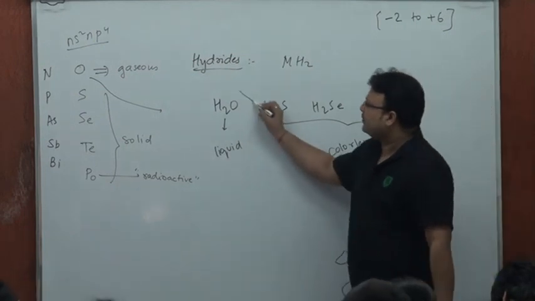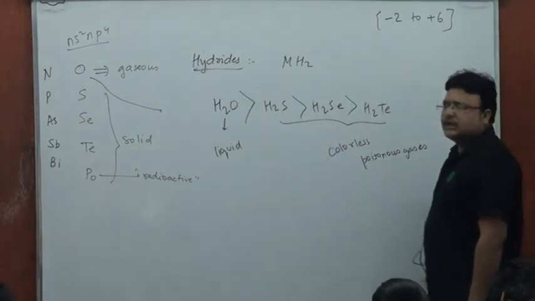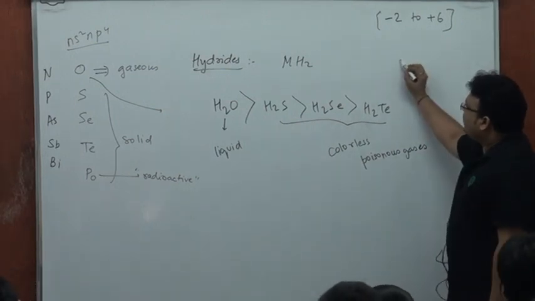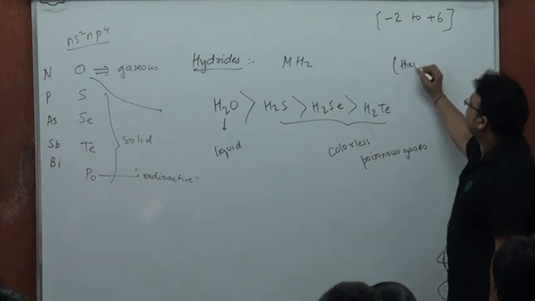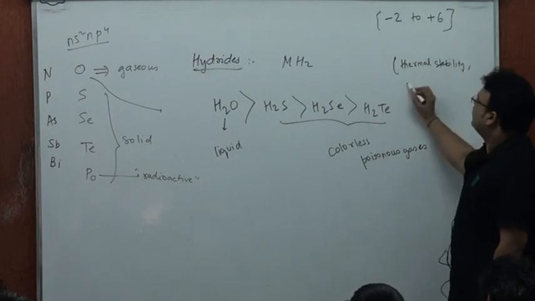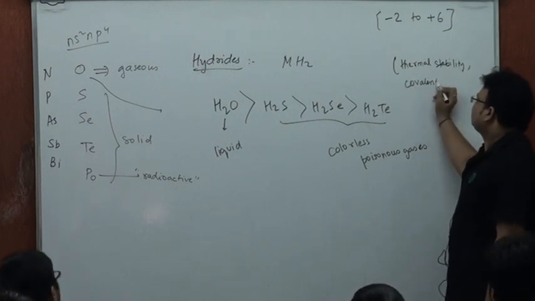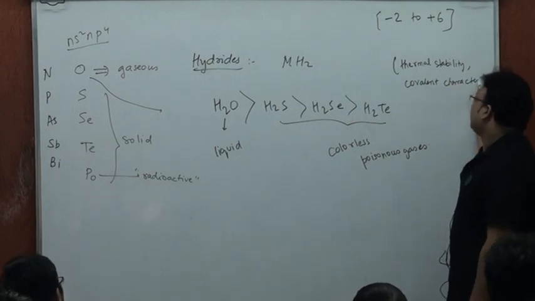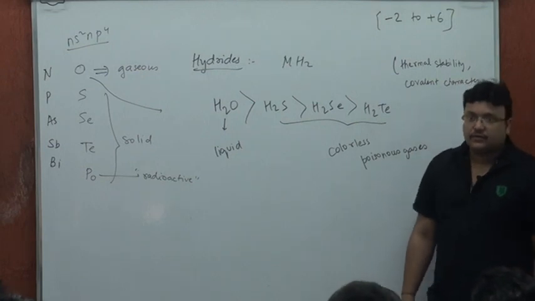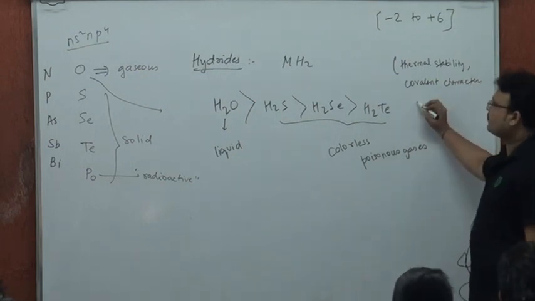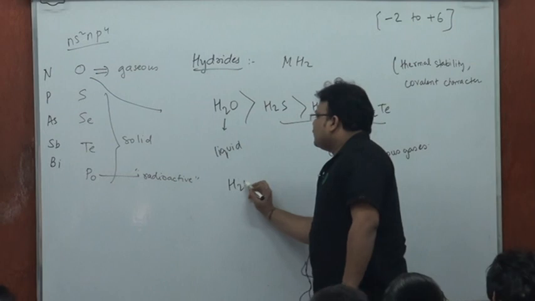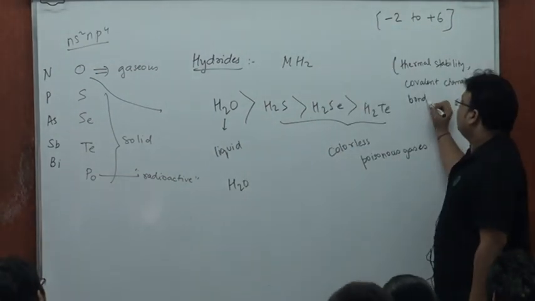And right away, tell me if this should be the order of the following or not. We'll begin with thermal stability. Covalent character. Remember, for covalent character, you would have wanted the central element to be smaller, more electronegative. Yes or no? And bond angle. Certainly, bond angle.